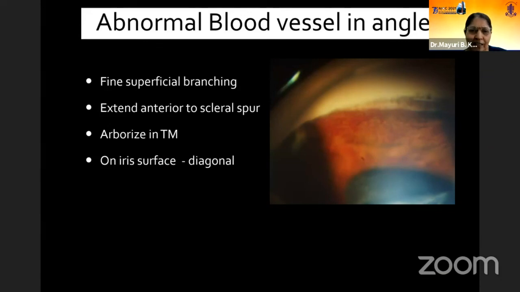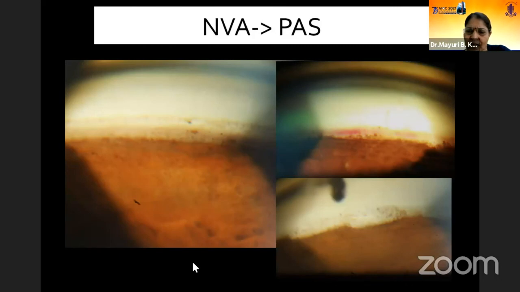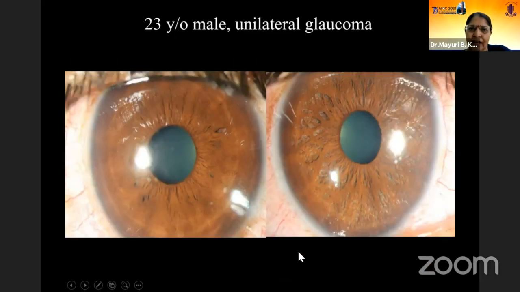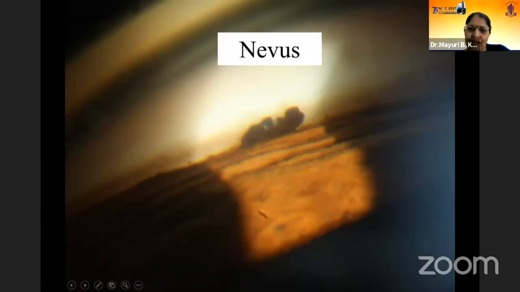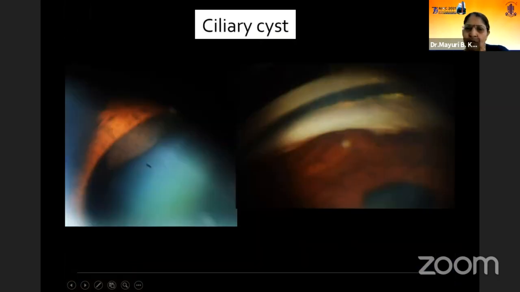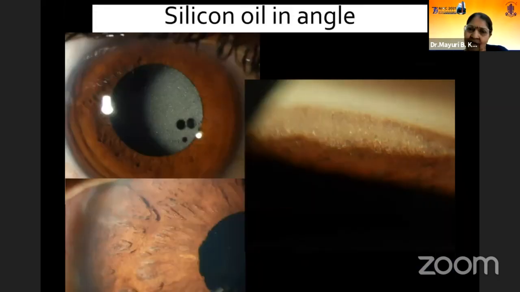the abnormal vessels are fine, superficial, branching and arborization is seen, and eventually it pulls the iris into the angle and closes the angle totally. Inflammatory glaucoma has to be differentiated by looking at the iris pattern, and you can elicit the Amsler sign. If you are lucky, you can see the angle filling up while doing the gonioscopy. The tumors need the documentation, silicone oil.